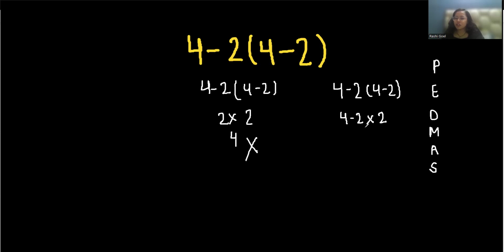Now we have two operations, subtraction and multiplication. So according to the PEMDAS rule, we have to give first preference to multiplication. So 4 minus 2 times 2: 2 times 2 is 4, and 4 minus 4 is 0. So what is the correct answer? 0, not 4. I hope it's clear and you find it useful.